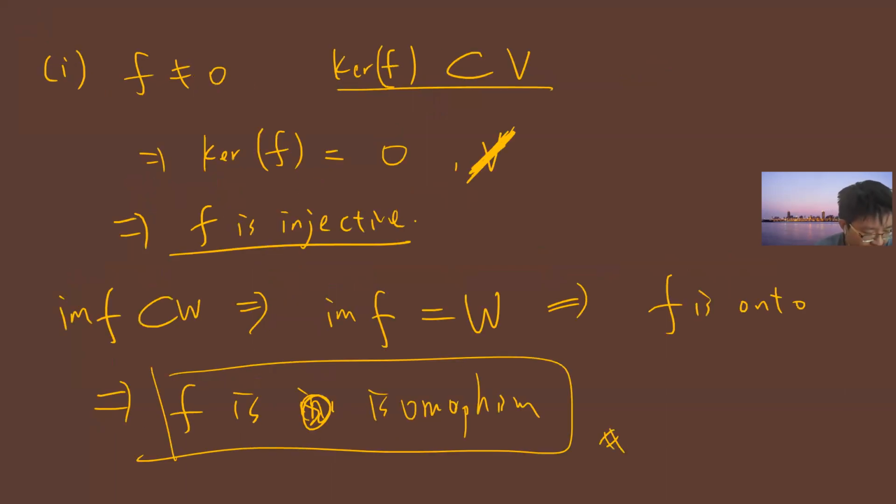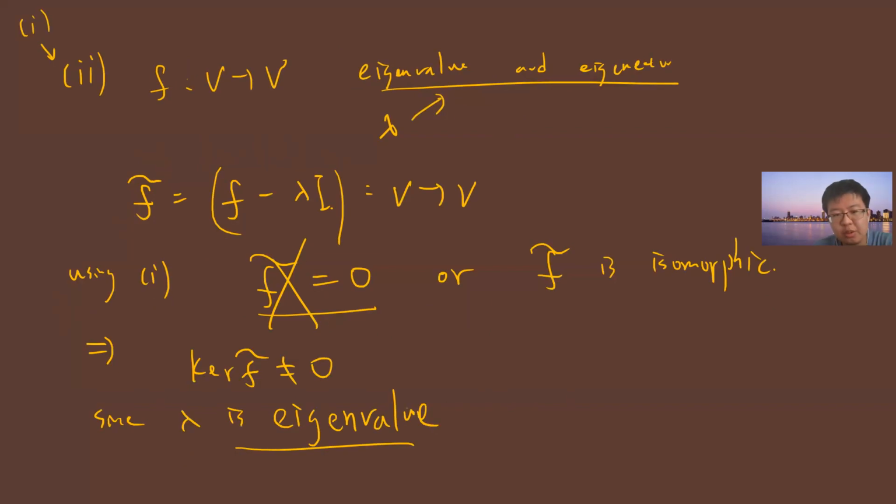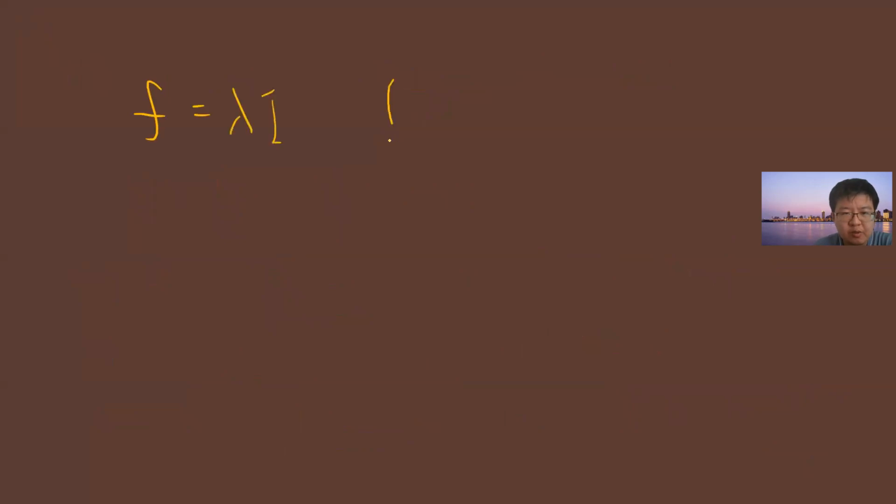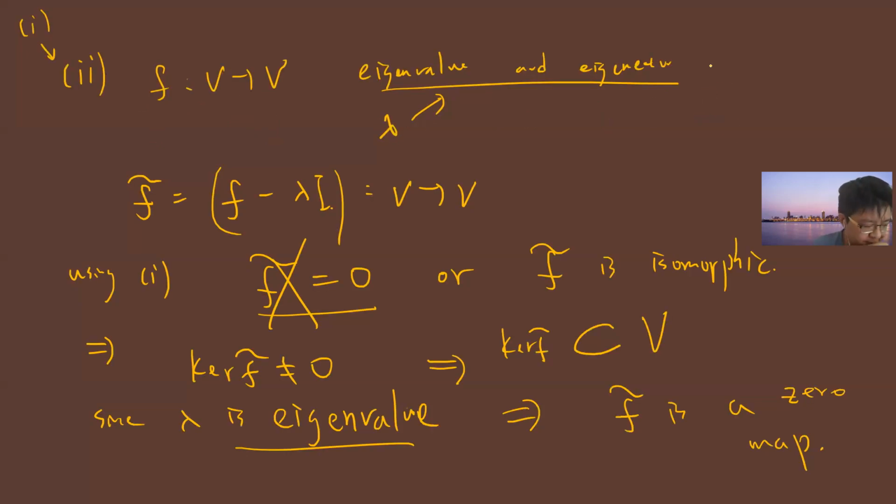Oh, wait. Sorry, I'm stupid. So the kernel of f tilde is non-zero, right? Lambda is an eigenvalue, so that means the kernel of f tilde is at least one dimensional. So the kernel of f tilde is a subspace of V, and it will be G invariant, but V is irreducible. So the only possibility is that f tilde is the zero map, which maps everything to zero. So f equals lambda I for some lambda in the complex numbers. Okay, this is the proof.